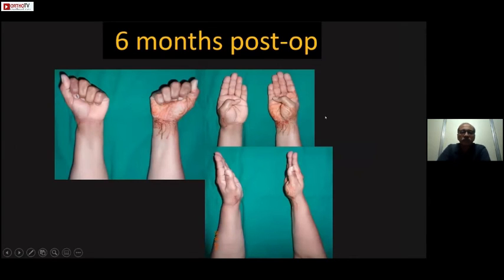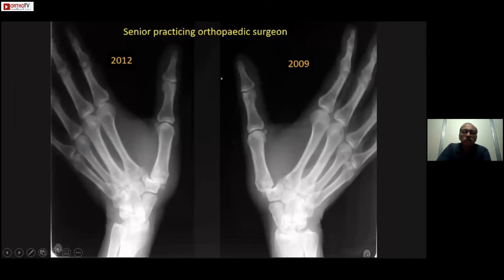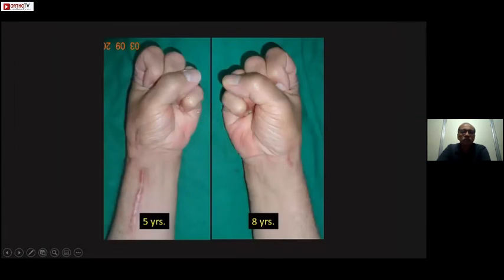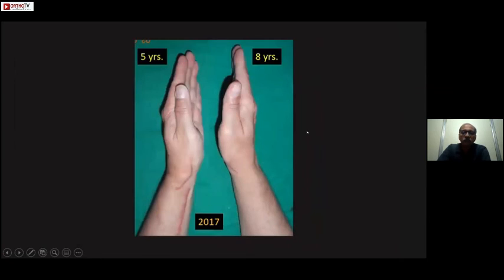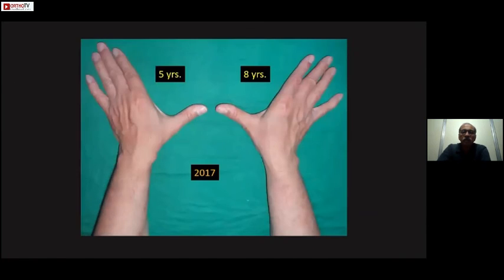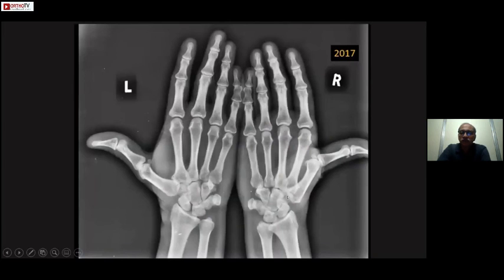Absolutely painless function. Now this is bilateral CMC joint arthritis in a very senior orthopedic surgeon practicing in Bombay. I treated him in 2009 for one side, and then in 2012 for the other side. This is a 5 or 8 years follow-up, and he has no problem now. These pictures were taken in 2017, and he's still working, still operating, and this procedure really works very well. This is 11 years post-op, and he's operating.